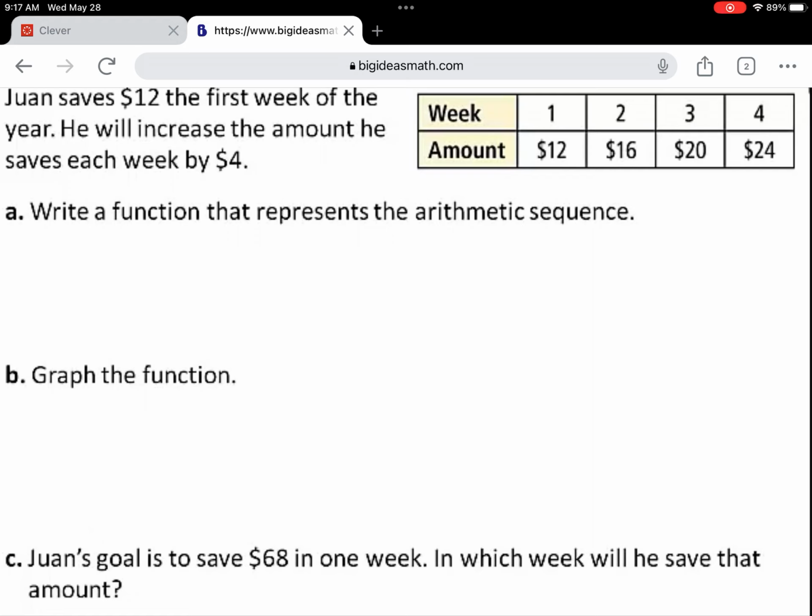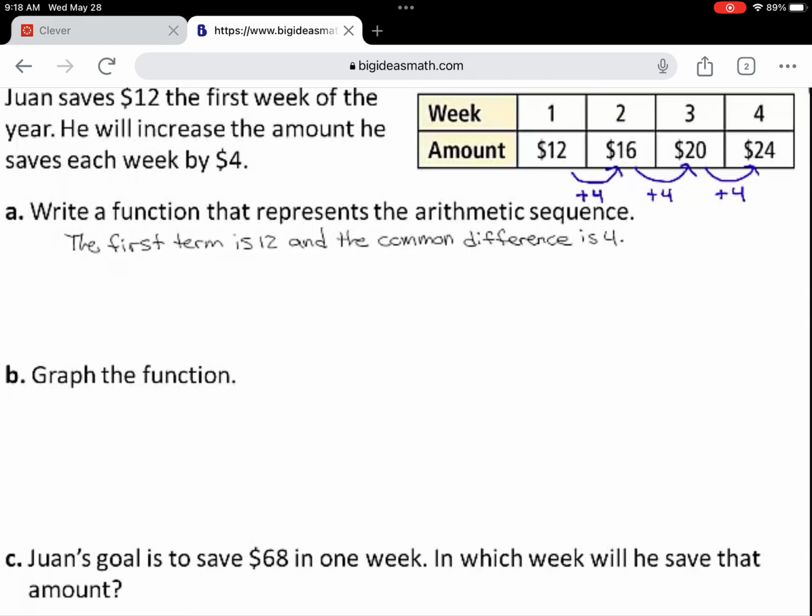The difference between 12 and 16 is 4. The difference between 16 and 20 is 4. And the difference between 20 and 24 is 4. So the first term is 12 and the common difference is 4. Next, write the function for an arithmetic sequence. F of n equals a sub 1 plus the quantity n minus 1 times d.